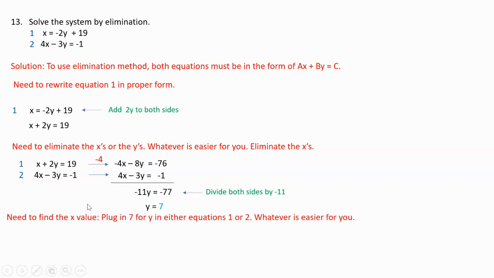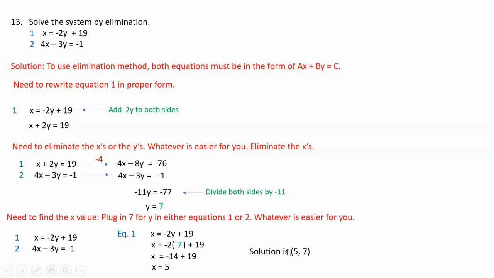Once you get the y value, we need to find the x value. So we can go back to either 1 or 2 and plug in the 7 for y and solve for x. Here, in my opinion, guys, it's easier to go to equation 1 because the x is already isolated. So let's go to equation 1, and we're going to plug in 7 for y. It will give us x equals negative 14 plus 19, x equals positive 5. So what's my solution? It will be (5, 7). So these two lines intersect at the point (5, 7). That's what it means.